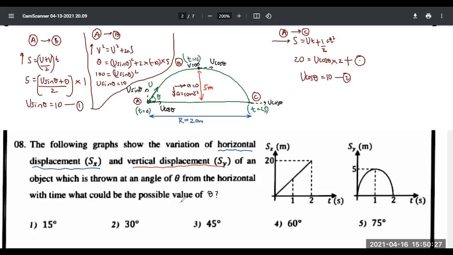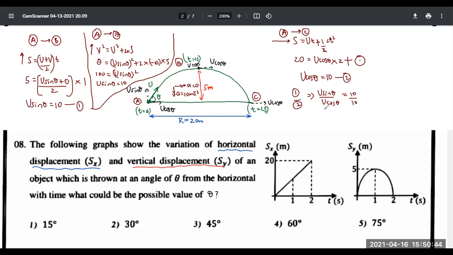Now to get theta, what do you need to do? You need to get rid of U. So to get rid of U, you can divide 1 by 2. When you divide 1 by 2, what will you be getting? U sine theta divided by U cos theta, and that is equal to 10 over 10.